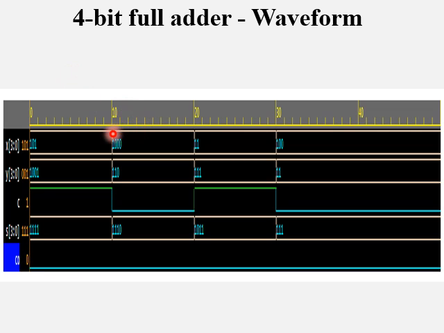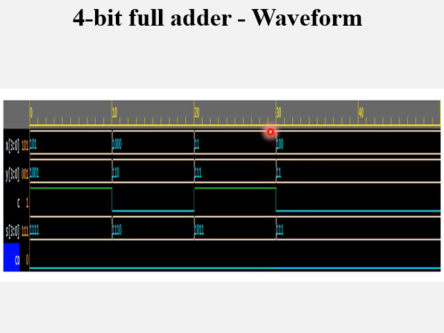After 10 time units, I gave x as 8 and y as 6. So 1000 and 0110. Carry in C is 0. So 8 plus 6, 14 plus 0. So the sum is 14, 1110, and carry out is 0. Next, after another 10 time units, that is at 20, in x we changed it to 3 and y as 7 and carry in is 1. So 3 plus 7, 10 plus 1 is 11, 1011 is the sum, carry out is 0.